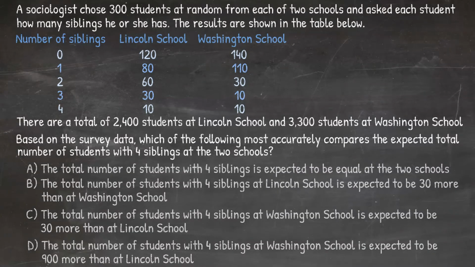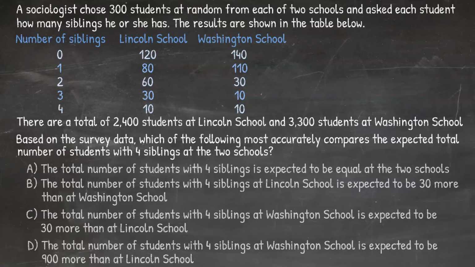Let's examine the answer choices one by one. Answer choice A. The total number of students with 4 siblings is expected to be equal at the two schools. This answer is quite attractive. If we look at the table, we can see that in the sample that was conducted by the sociologist, 10 in each of the schools had 4 siblings.